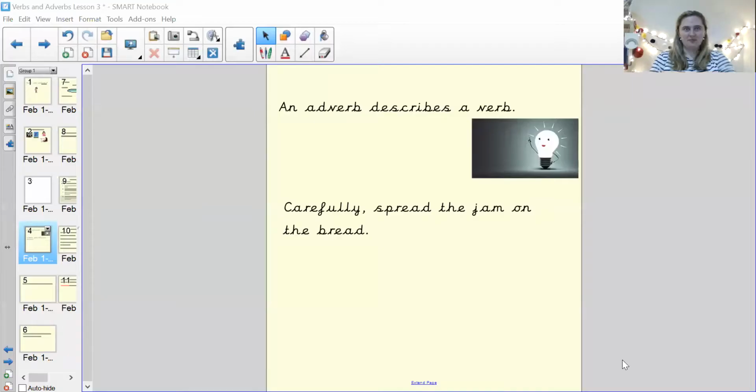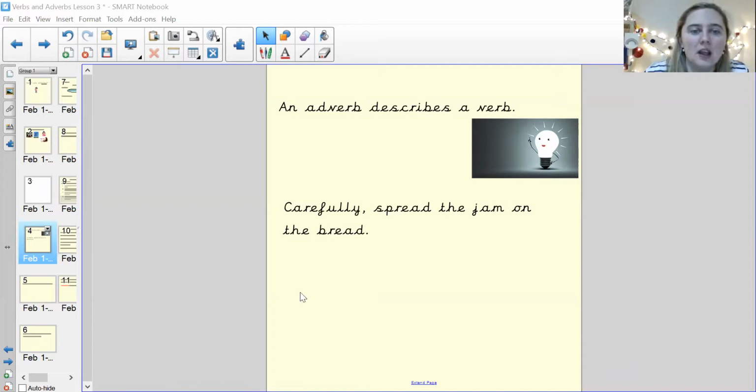So, we're learning today about adverbs. Remember, you can go back and play that game anytime you want with your parents. Okay, an adverb describes the verb. Your turn. An adverb describes the verb.